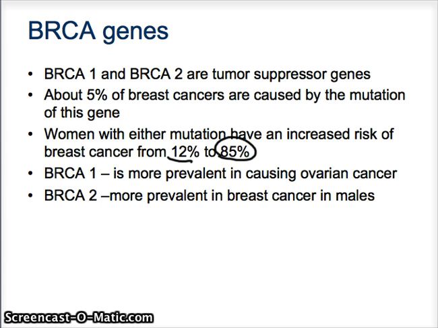There are two types of the BRCA tumor suppressors, BRCA1 and BRCA2. The BRCA1 mutation is more prevalent in ovarian cancer, and the BRCA2 is more prevalent if there's breast cancer in males. Generally, if you're a male and you have BRCA2, it is also linked to prostate cancer in males.